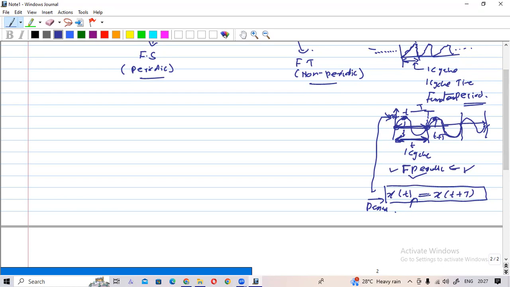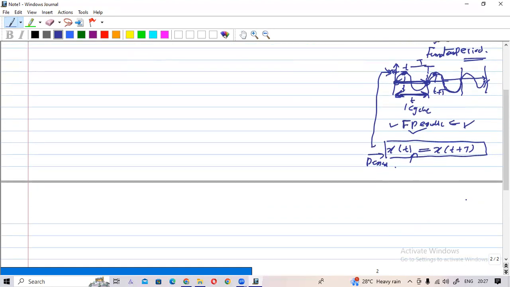That means the signal is not repeating. If this condition is not satisfied, the points are not repeating, which means it is not a periodic signal.